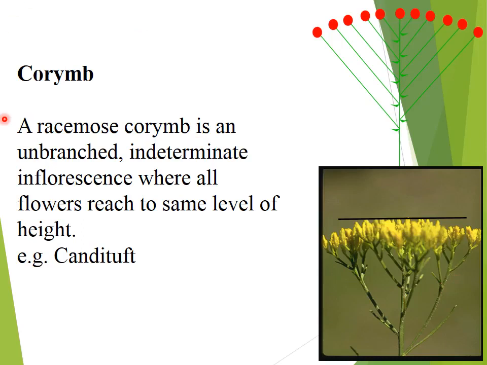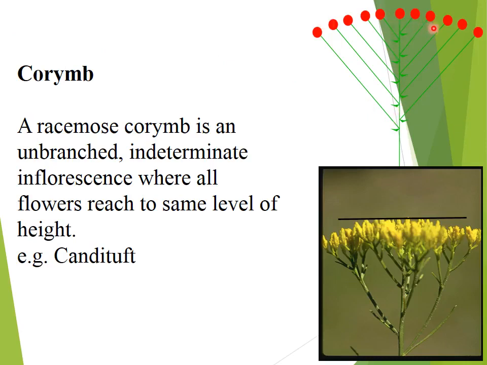Corymb type of inflorescence. A racemose corymb is an unbranched, indeterminate inflorescence where all the flowers reach the same level of height. Candytuft is an example. The green line shows the main axis and the flowers are present at the lateral branches, but they reach the same level. The older flowers are towards the lower side, the younger flowers are present towards the upper side, but they all reach the same level.